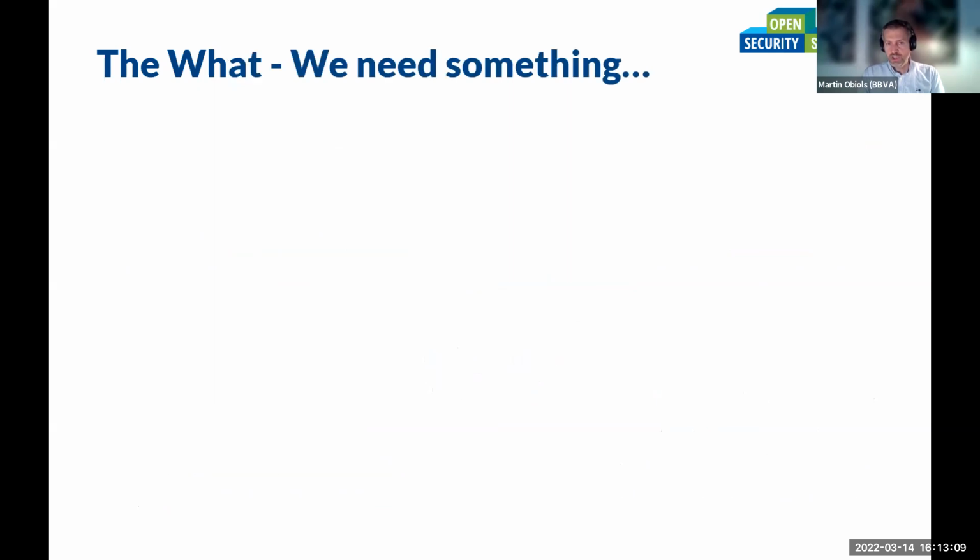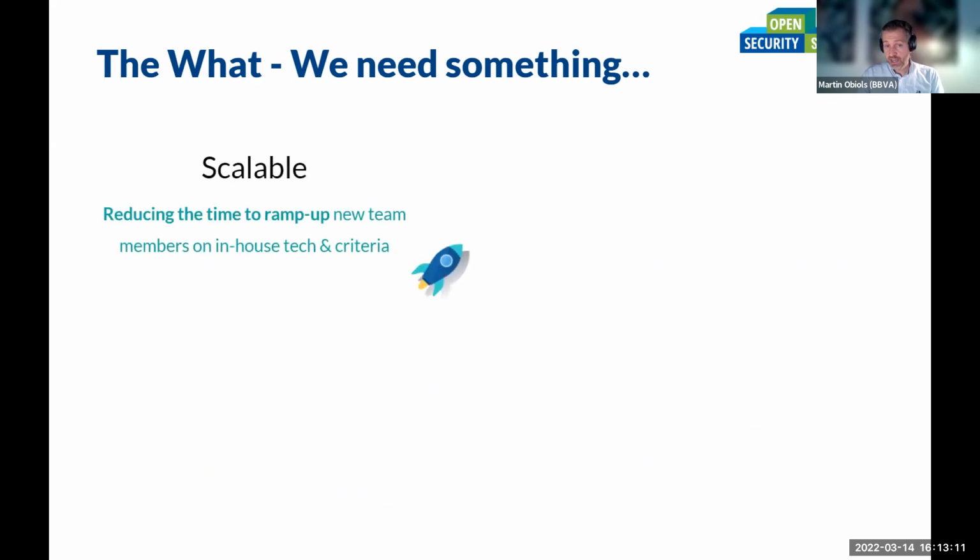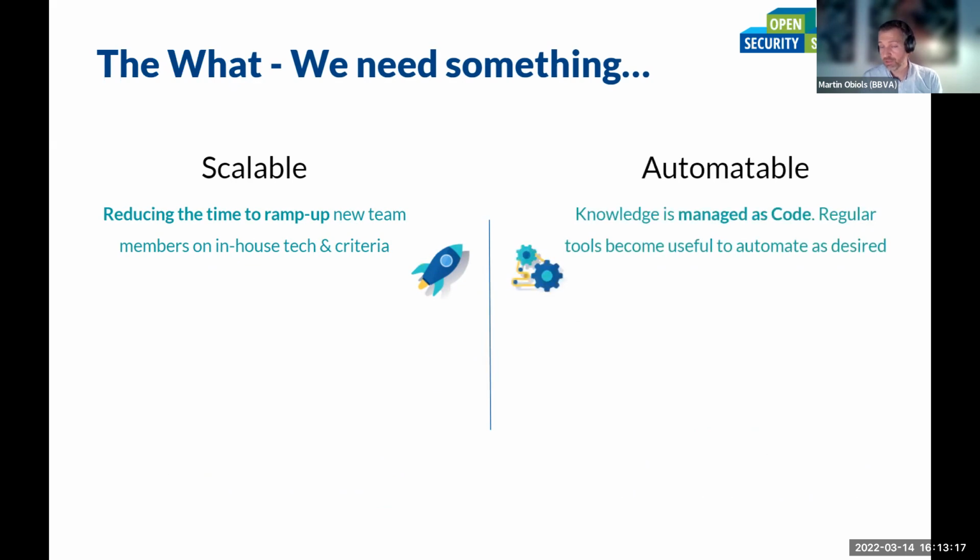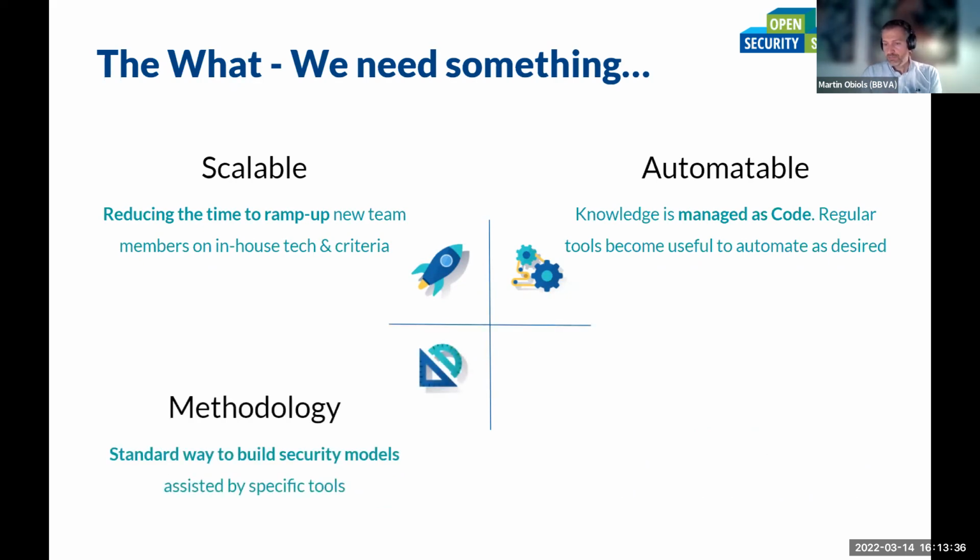So what do we need? We need something that is scalable, as I was saying earlier, because security teams don't scale. We need something that is automatable to manage this knowledge that ends up in diagrams and ends up in documentation as code. So the regular tools that we know and love, such as software development tools, become useful to automate these sorts of things. Okay, we standardize the methodology because we eliminate in that way the problem of the two cooks. Okay, because more or less people will try to deliver the same things because they are using the same tools and they are assisted by them.